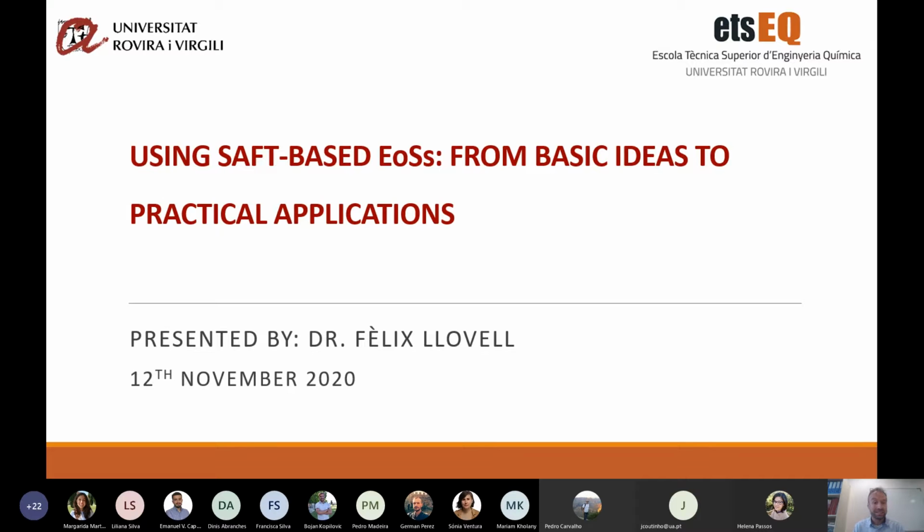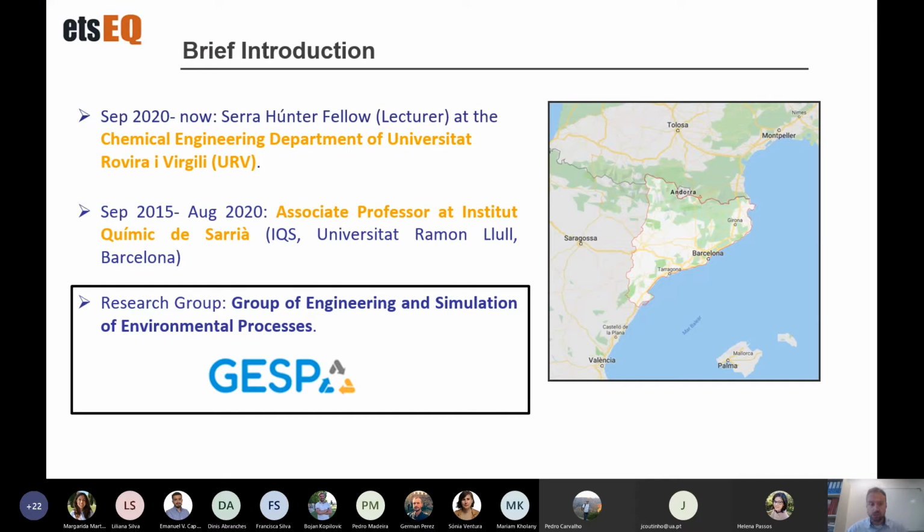And the idea today is to summarize some ideas related to SAFT and also to highlight a couple of practical applications. First of all, I would just like to say that during the last 5 years, I was working at Institut Químic of Sarriá, and now I just joined the Universitat Rovira i Virgili with a Sarah Hunter Fellowship in the Chemical Engineering Department.